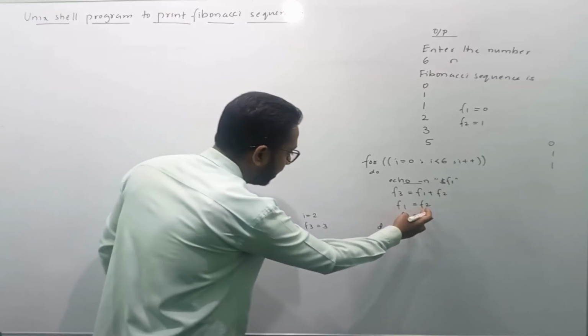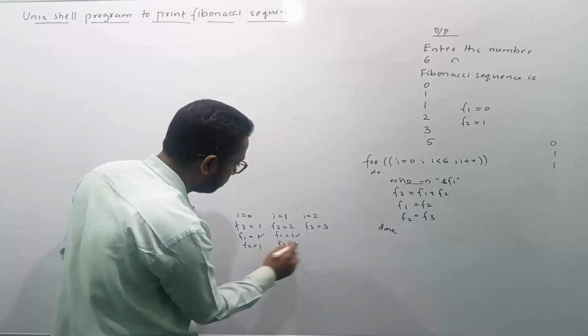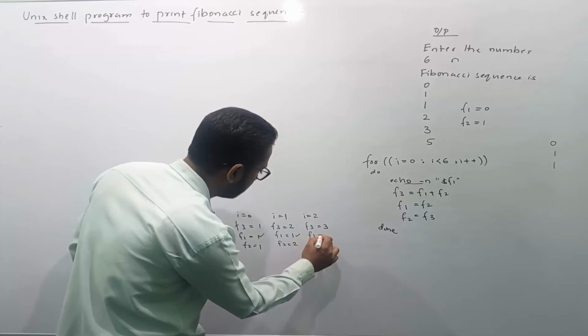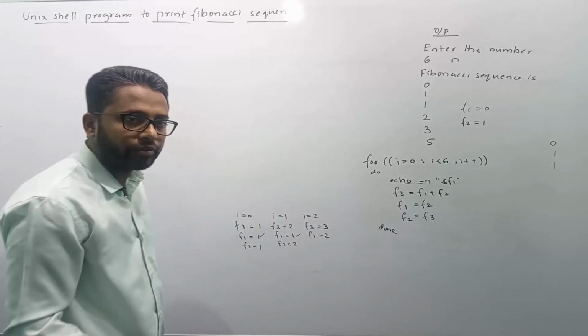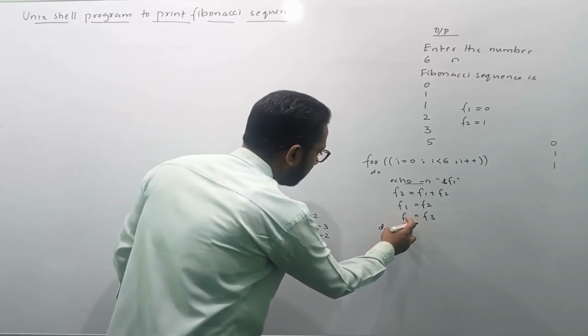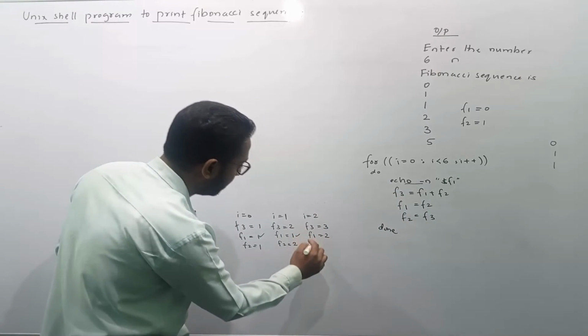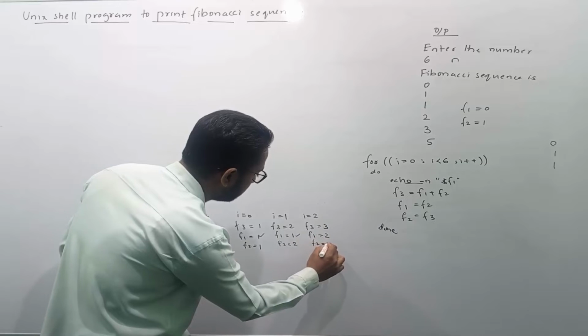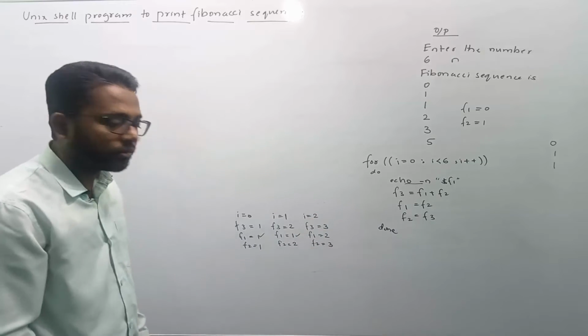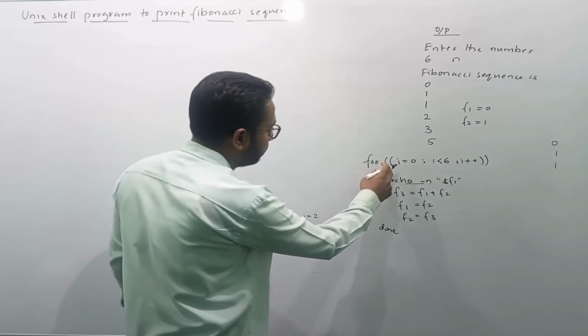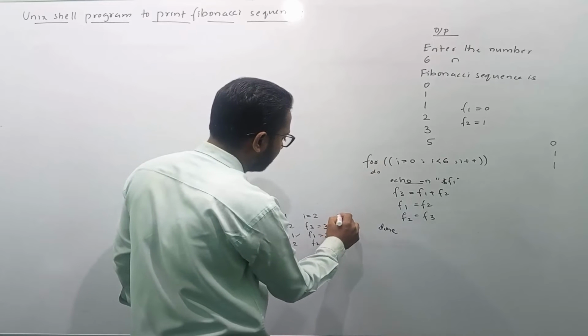Next, F2 gets passed to F1. F2 is 2, so that gets passed to F1. F3 gets passed to F2. Just now we have calculated F3, right? That value of F3, which is 3, gets passed to F2. Okay. Next, control goes back to the for again where the I value gets incremented by 1.